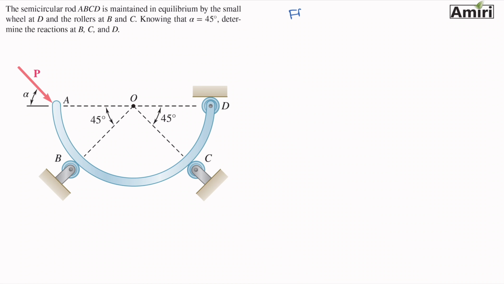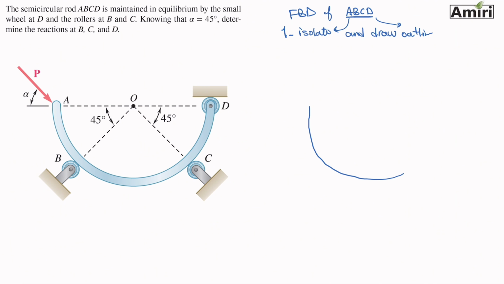So free body diagram of my semicircular rod. Sorry, the microphone just fell. Free body diagram of semicircular rod ABCD. So step 1 is isolate this rod and draw the outline of ABCD. So I'm going to do my best to draw a semicircle here. Not bad.